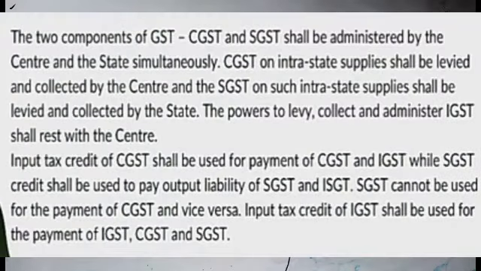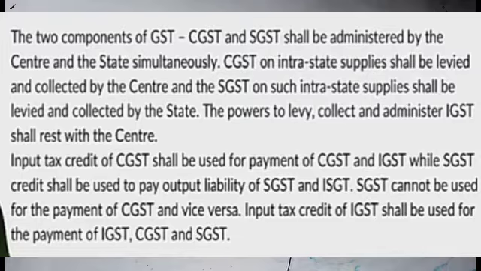What it says is that the two components of GST, that is CGST and SGST, shall be administered by the center and state simultaneously. CGST on intrastate supplies shall be levied and collected by the center, and SGST on such supplies shall be levied and collected by the state. The powers to levy, collect and administer IGST shall rest with the center.